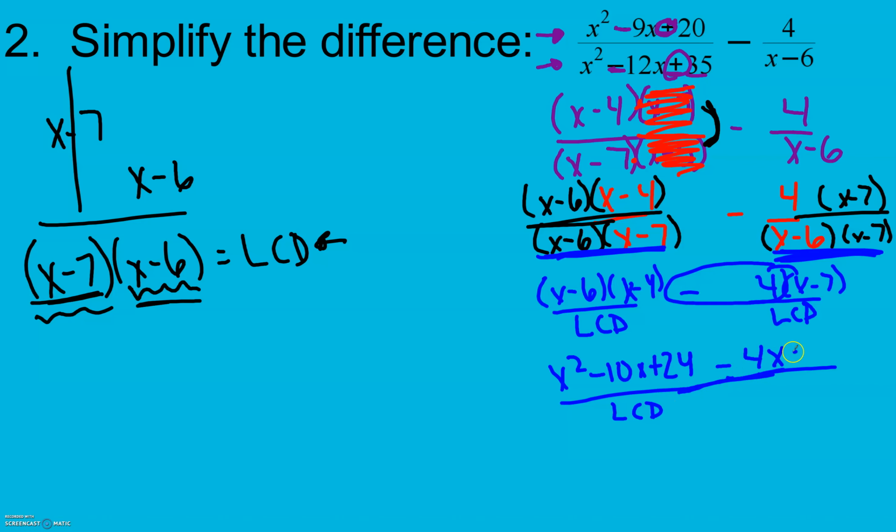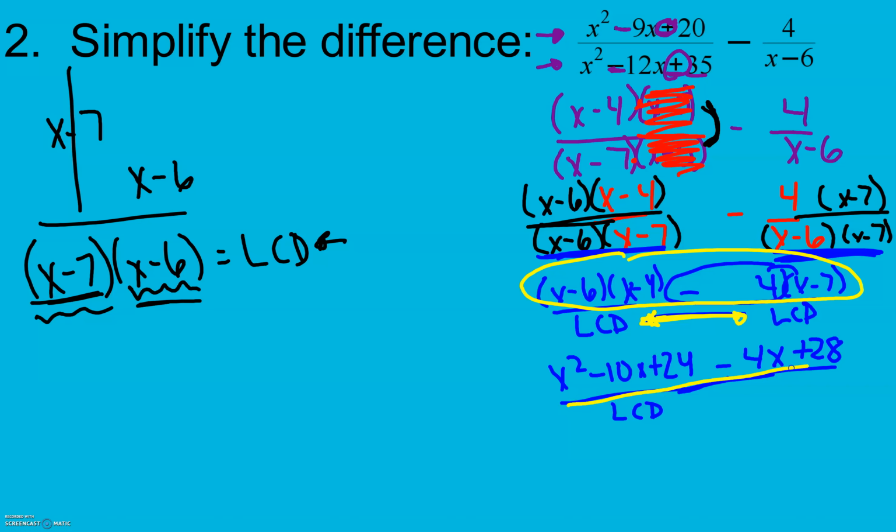minus 4x plus 28. And again, once we have that common denominator, we can write it as one fraction and perform our operations on our numerator. So I can take all of this together because I have that same denominator. So I write the entire fraction over my denominator, my LCD, and perform that operation. So I take the negative with the 4.